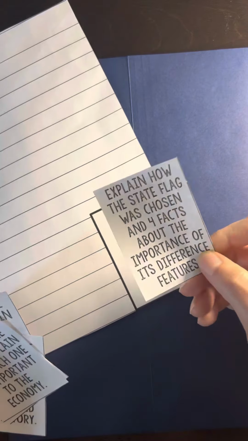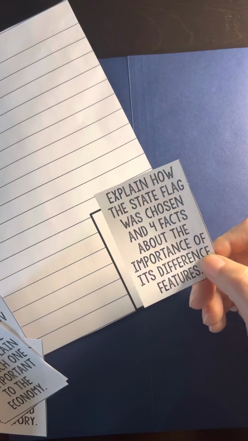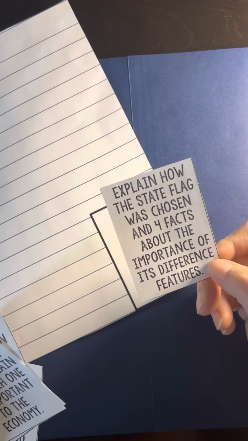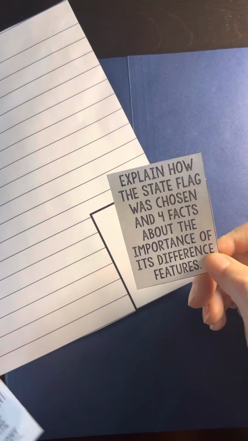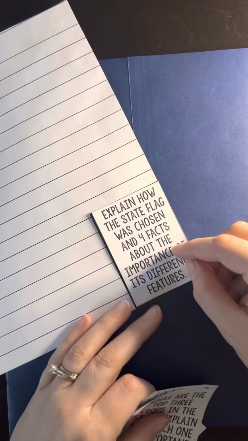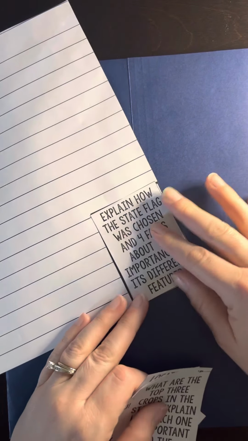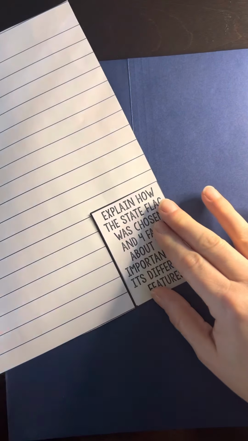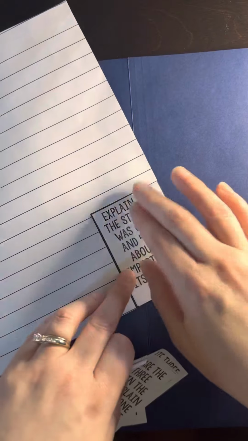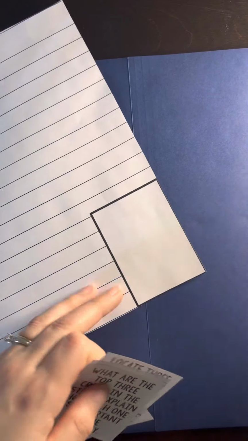This one says, explain how the state flag was chosen and give 4 facts about the importance of its different features. If you do that one, you'll put it right here, and then you will not need your map for that. You will just write down all of the things talking about our state flag.